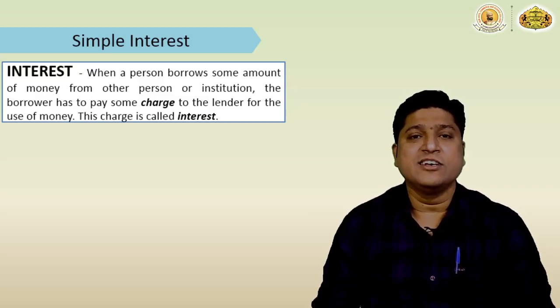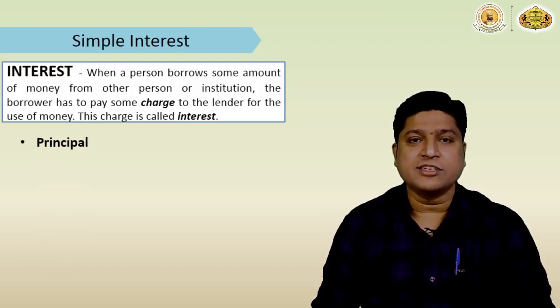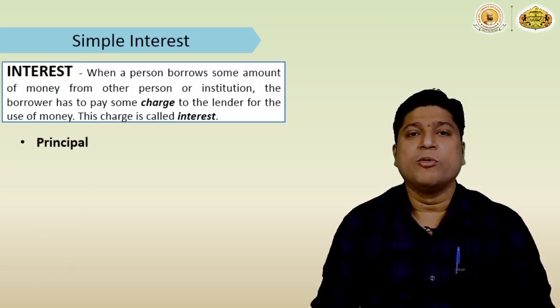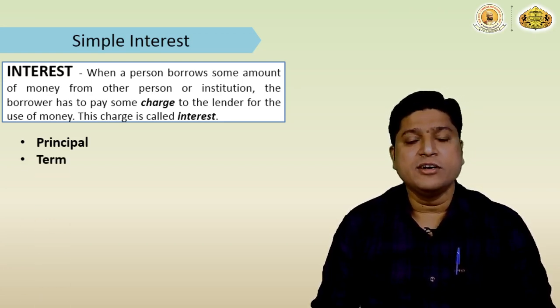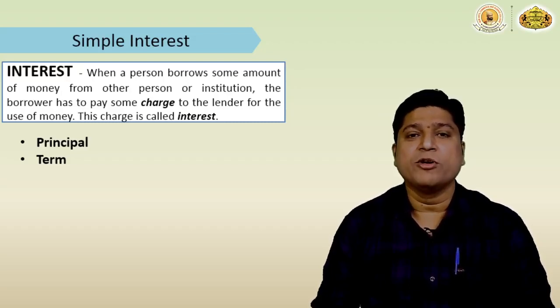This charge charged by the institution on the use of money is called interest. Interest consists of various terminologies. Right now we are going to learn the basic terminologies related to interest, and first is principal. Principal is the sum borrowed by an individual from a lender, institution, or bank. Then term. Term is the total period for which the sum is borrowed by a person.